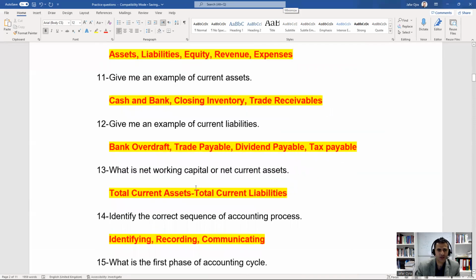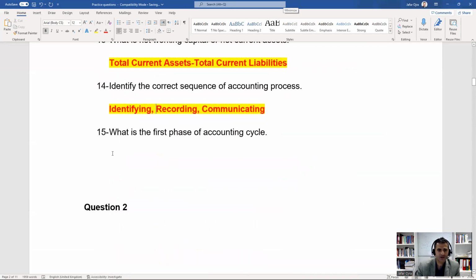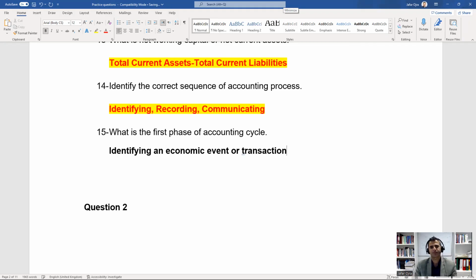The last question, question number 1, is what is the first phase of the accounting cycle? And I just mentioned this one. If you remember, the first phase is identifying. But if you want to keep it in a bit more detail, it's identifying the economic event or transaction.